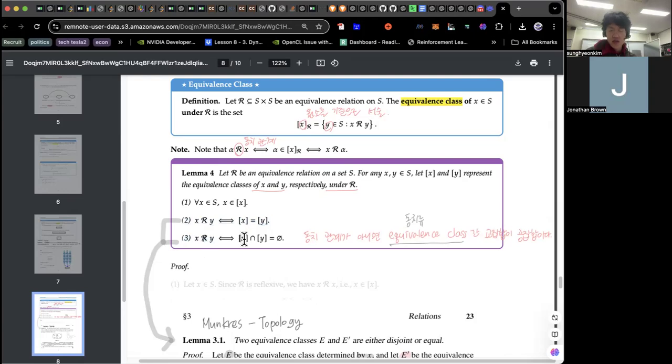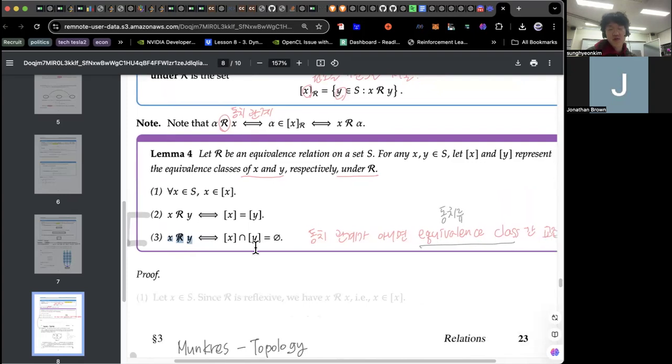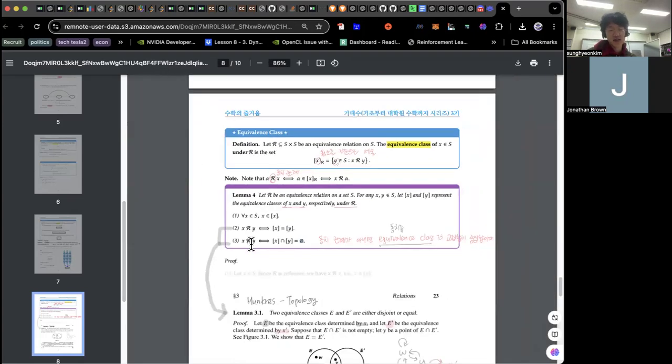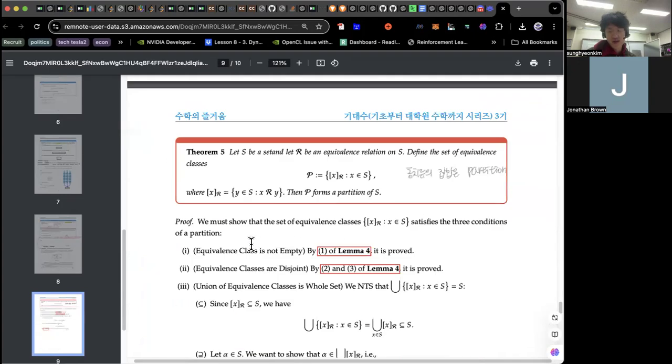How are you reading number three? Real quick, I will try it. Number three says if X is not related to Y under R, it's kind of hard to see, but there's that slash, if X is not equivalent to Y, then the intersection of the equivalence classes of X and Y has no element. Now things are correct. I think I understand it right now.